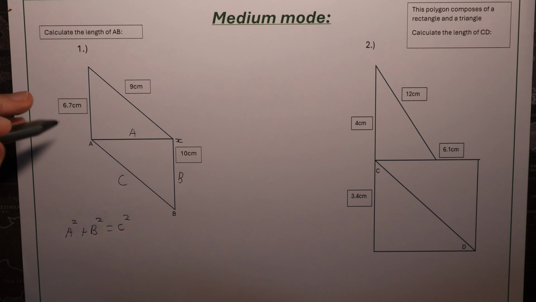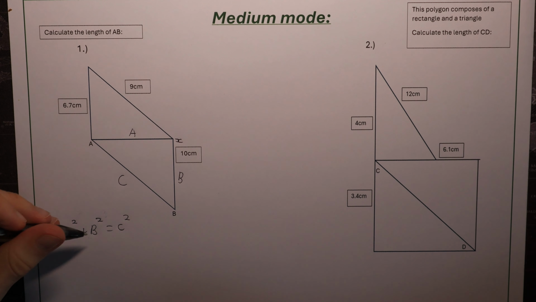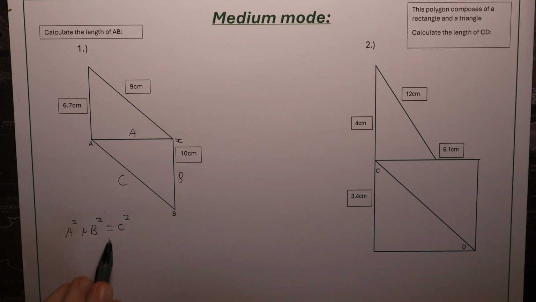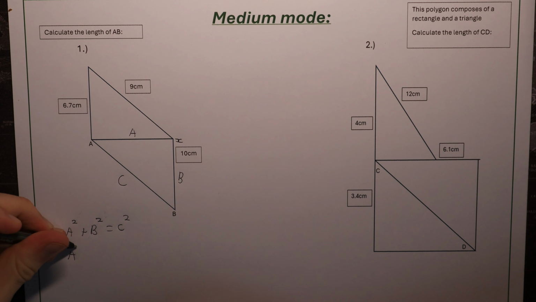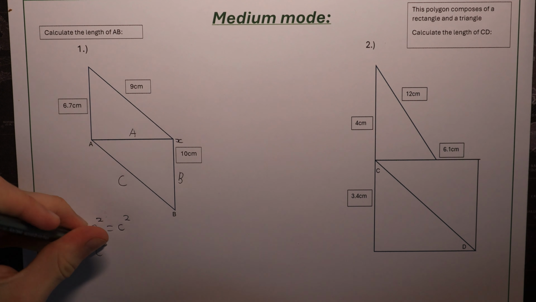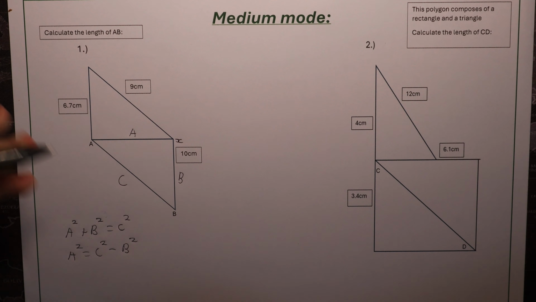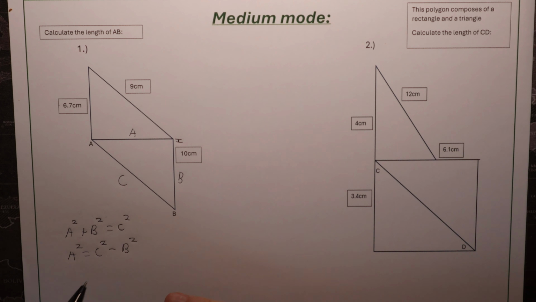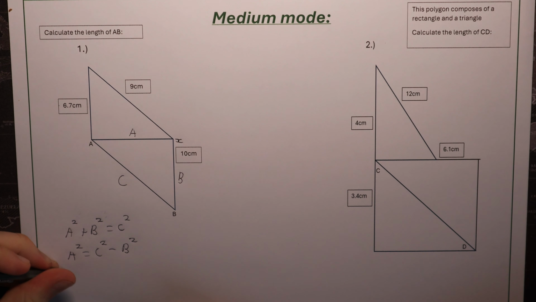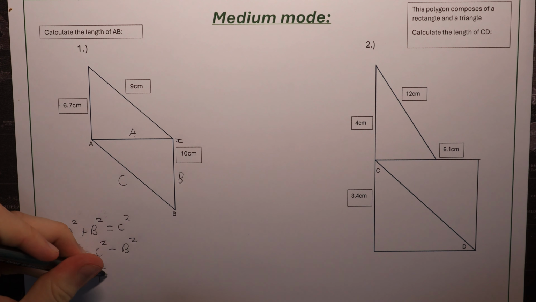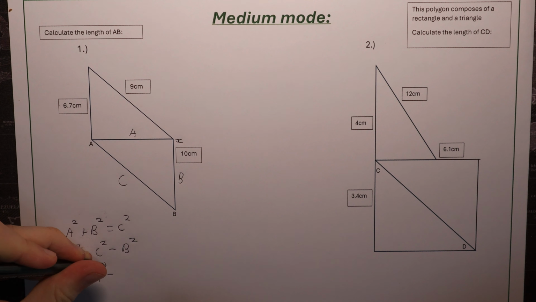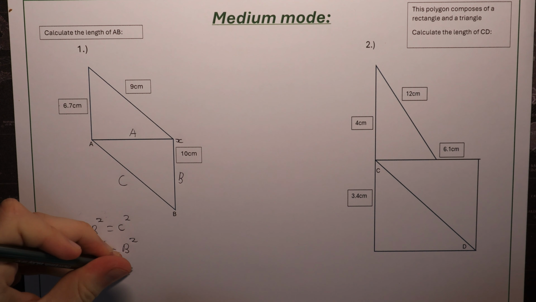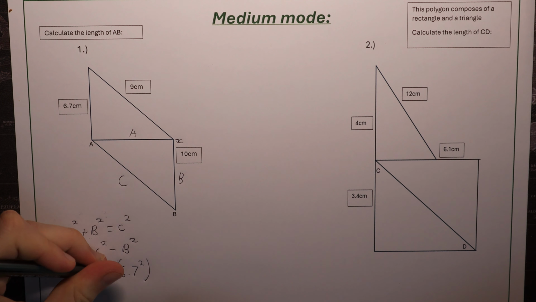So as I showed last time, now we want, of course, A squared on its own. So therefore we need to obviously move the B to the other side past the equal sign. So therefore we get A squared equals C squared minus B squared. Now we just substitute, move our values into this equation. Therefore we get A squared equals 9 squared minus, obviously put our brackets around this, minus 6.7 squared, brackets.